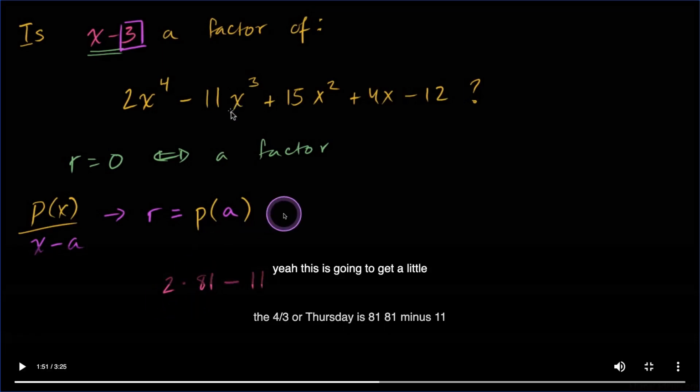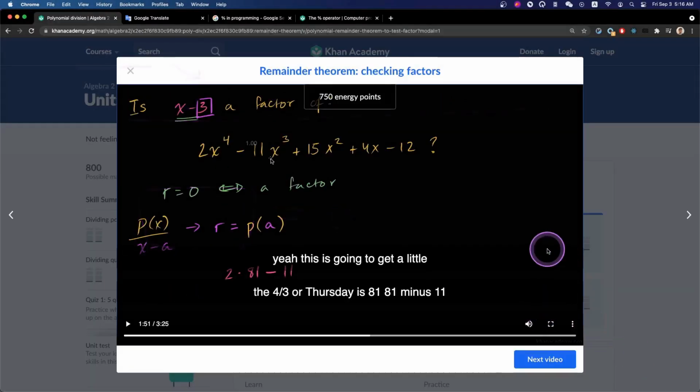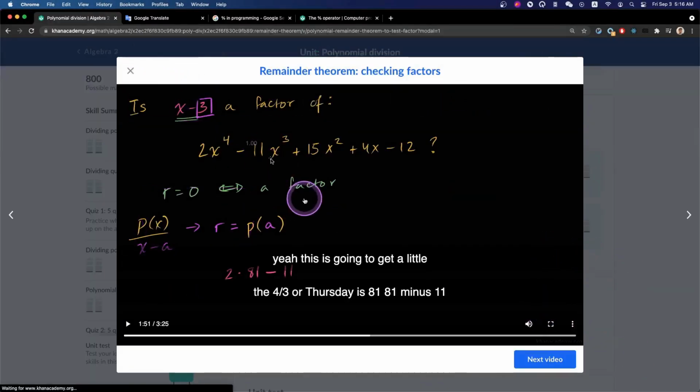For this theorem, what it says is that the remainder equals p of a. And if it's equal to 0, then that means this is a factor of the following polynomial or expression. The real thing that matters is how you can get a remainder of an arbitrary polynomial expression. How do you do that? That's something that we need to know from the previous video.